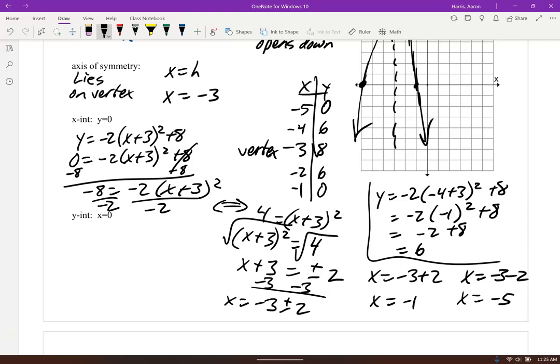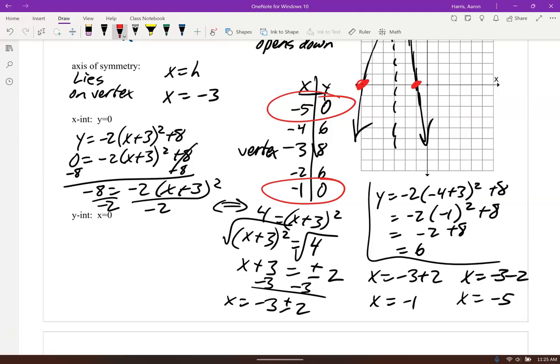So those are our x-intercepts, which we actually already saw: negative 1, 0 and negative 5, 0. We already saw those on the graph when we plotted the points, didn't we? That's how you find it algebraically.